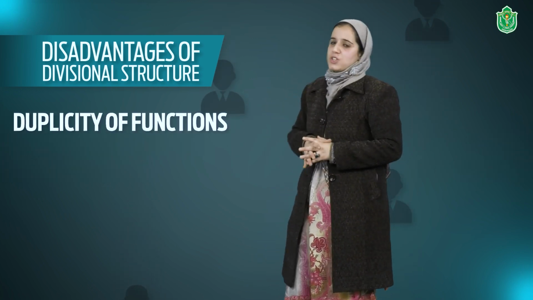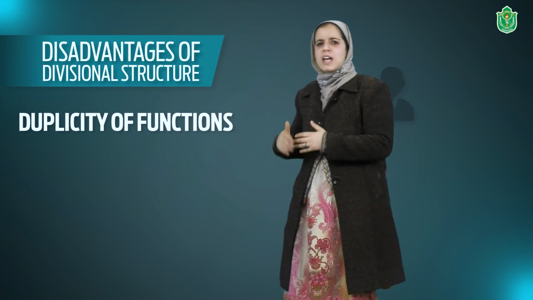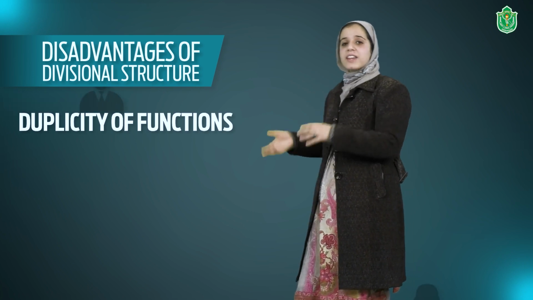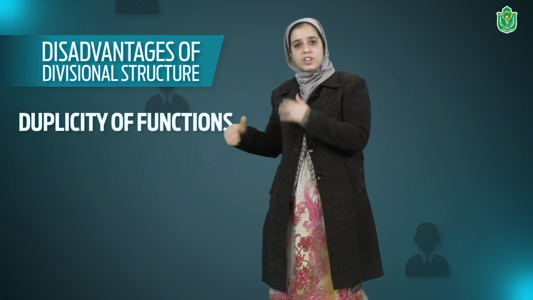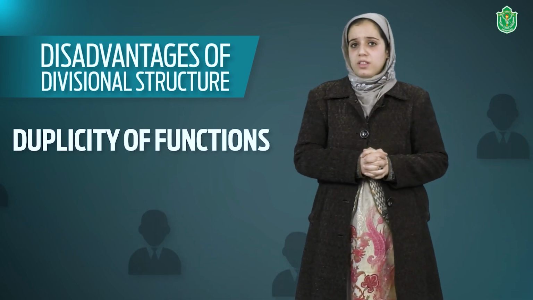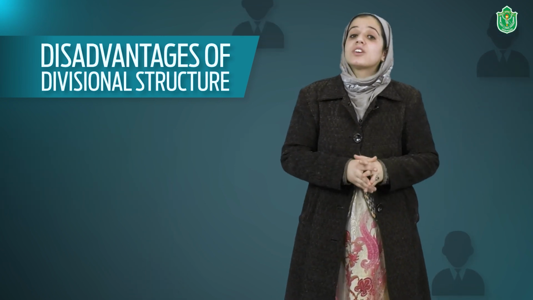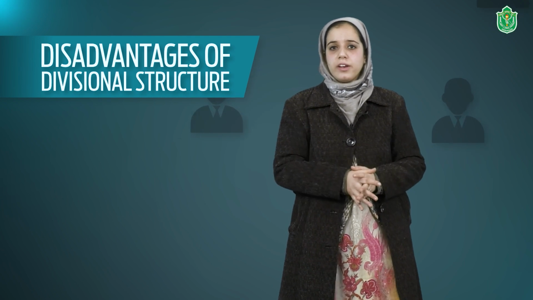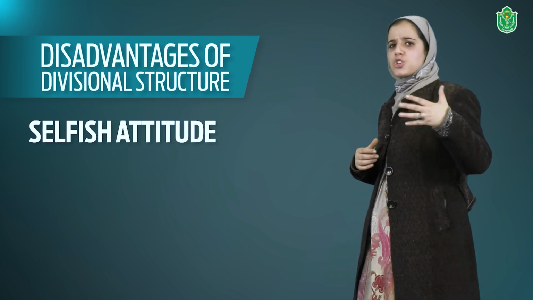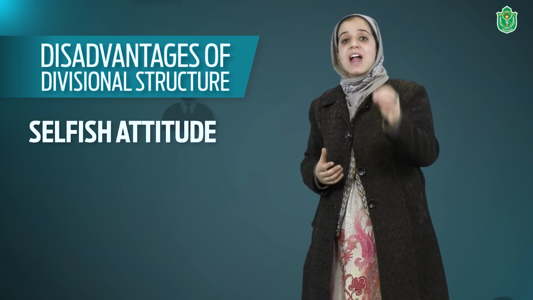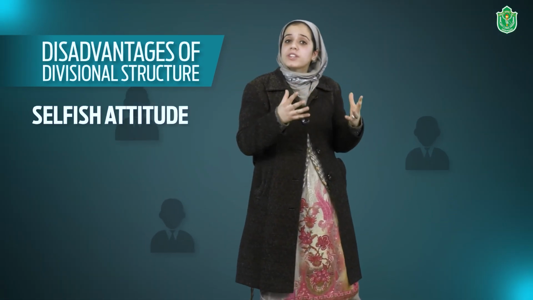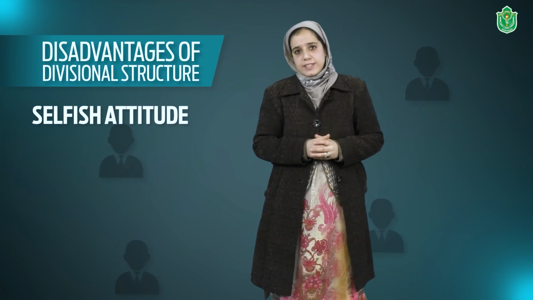Then duplicity of functions. The entire set of functions, for example, purchasing, sales, financing, marketing, are carried out by each division. So there is duplicity of efforts, there is duplicity of resources as well. So it will increase the cost of the organization unnecessarily. Then is selfish attitude. Every division tries to show better performance, even at the cost of the organization, which will be harmful for the overall interest of the organization.